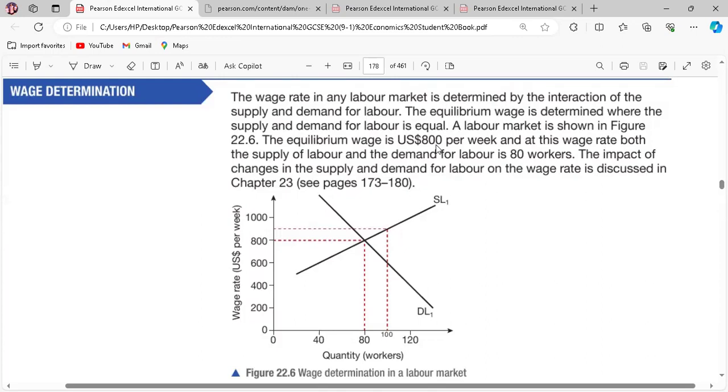And based on this graph, the equilibrium wage rate is $800 and the equilibrium quantity for demand for labor and supply of labor is 80. So that is what we call wage rate equilibrium.